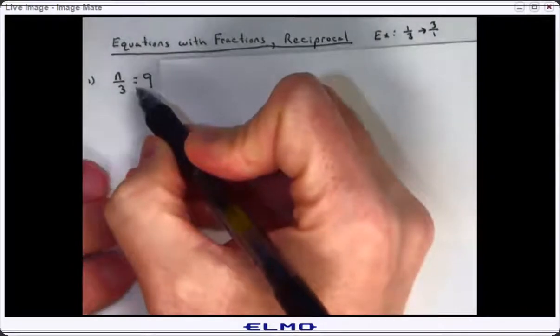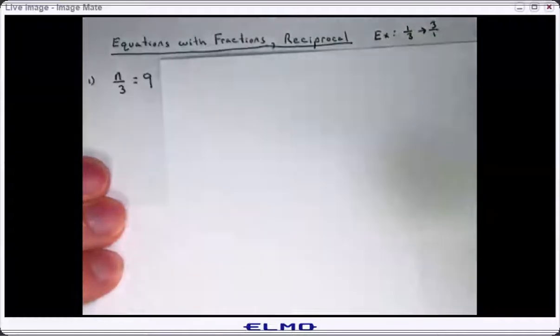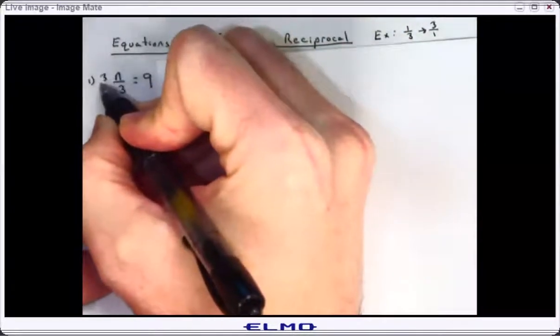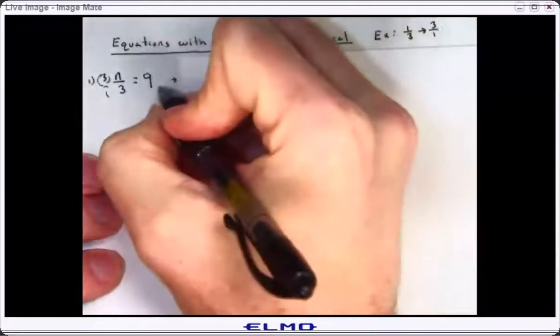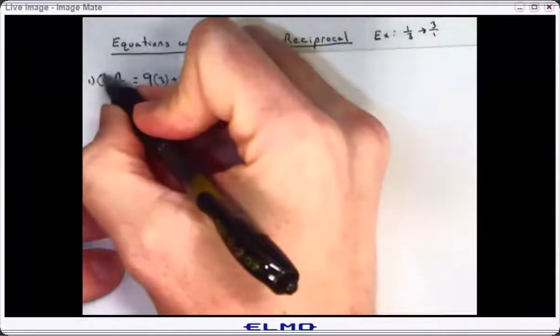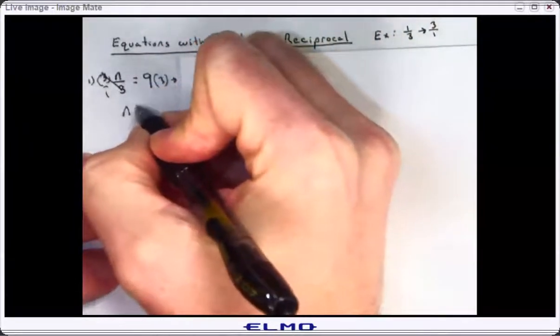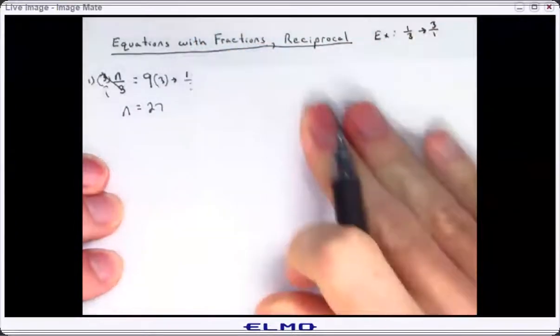Here I have an equation, n divided by 3 equals 9. In order to solve the equation, I have to get rid of this divided by 3. So I could multiply both sides by 3. These 3's cancel out because one's in the numerator, one's in the denominator. That's why I did it, so I could get n by itself. And 9 times 3 is 27.